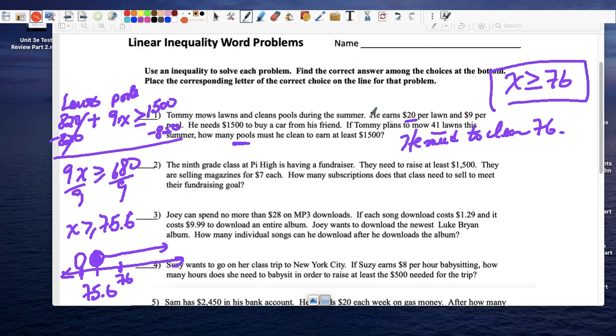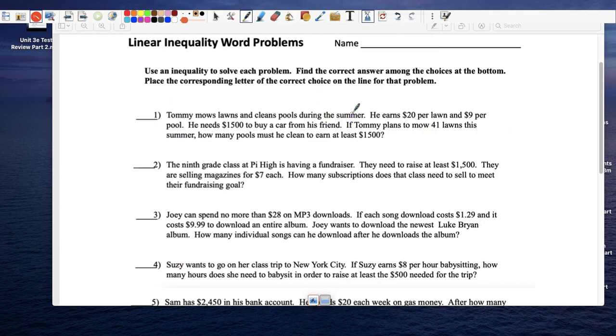Okay, context of the story. Ninth grade class is having a fundraiser. They need to, again, at least 1,500. So at least 1,500 already tells me that this has to be greater or equal to 1,500. You're selling magazines for $7 each. How many subscriptions does the class need to sell to meet their fundraising goal?